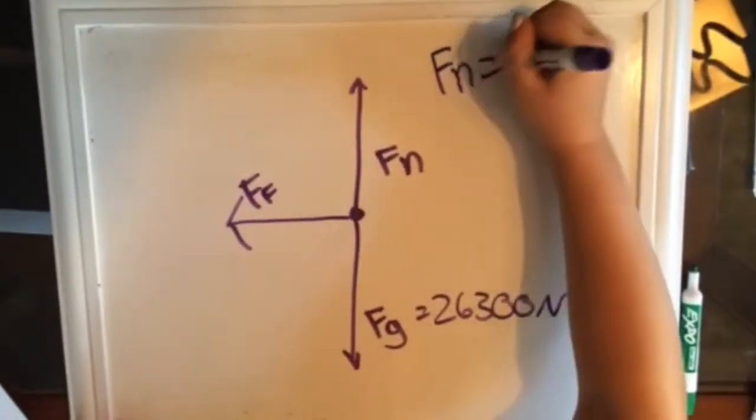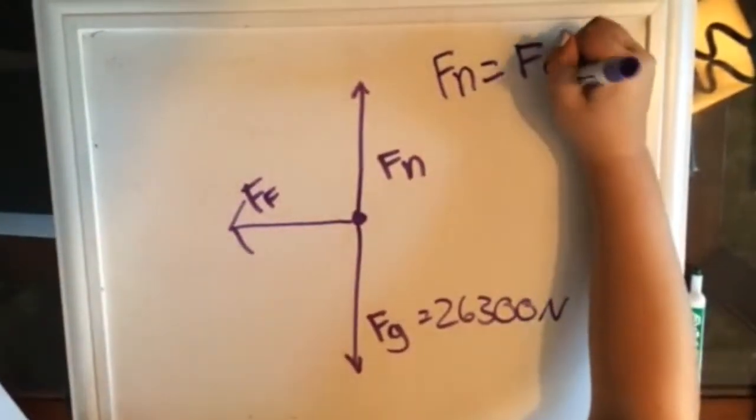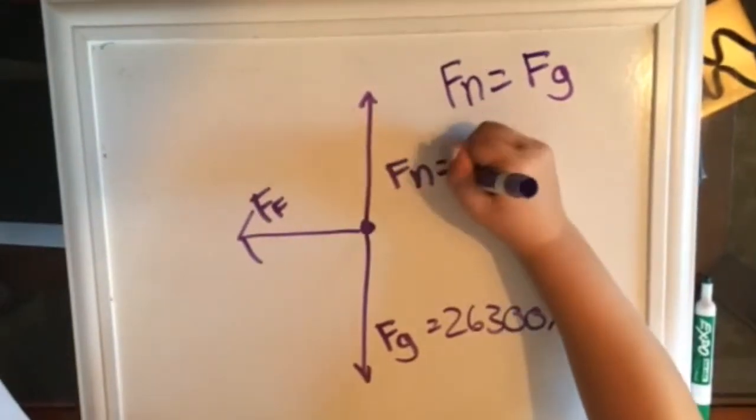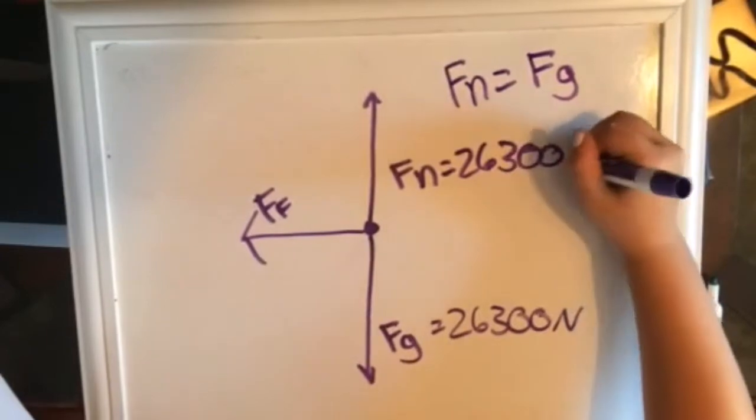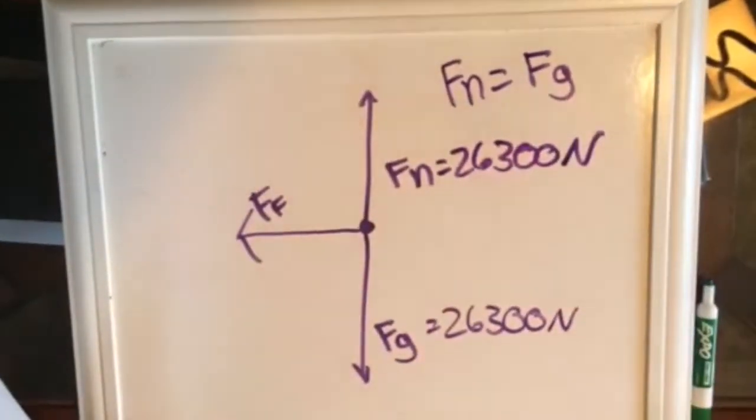Next, we can determine the normal force. Since there are no other forces acting upon the car up or down, we are able to state that the normal force is equal to force of gravity. So normal force is also equal to 26,300 newtons.